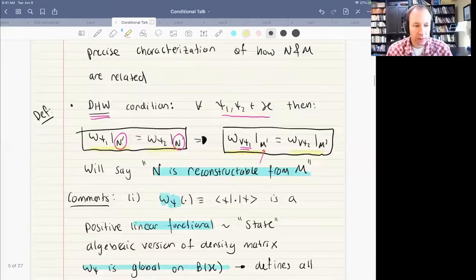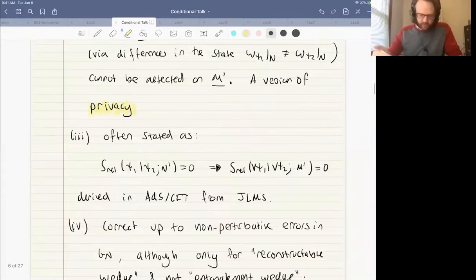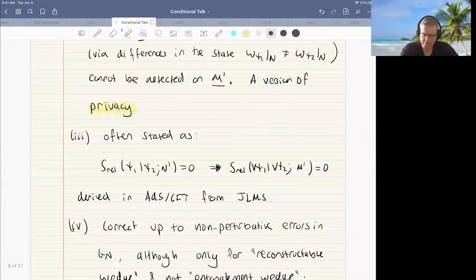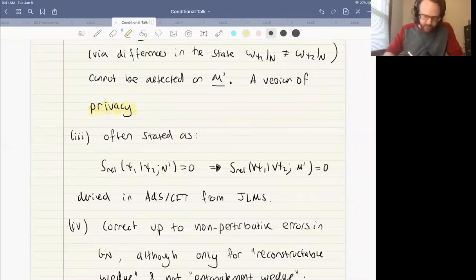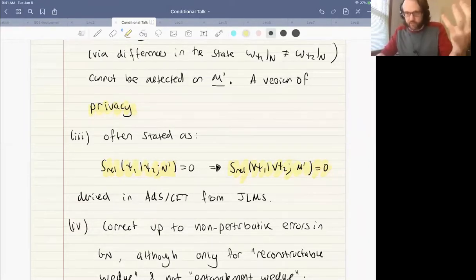So the other thing about it is that it was often derived in DHW by appealing to relative entropy. So it says that if I look at the relative entropy on the commutant in the bulk for two different states, and they're equal, then the relative entropy on the boundary for two different vectors in M prime should also equal 0. So this is equivalent because if the relative entropy vanishes, that means that the linear functionals are the same.